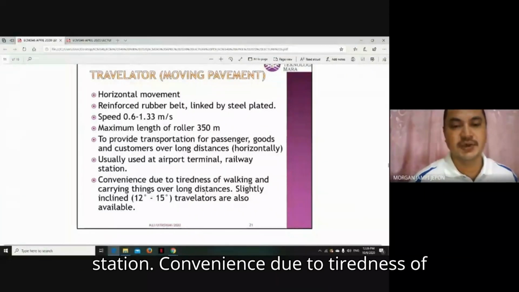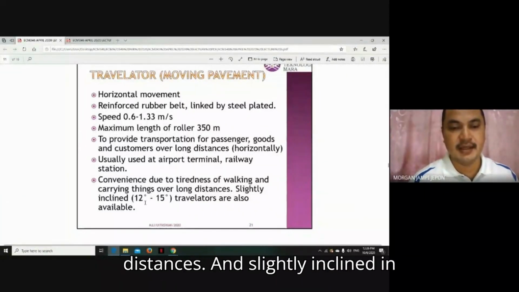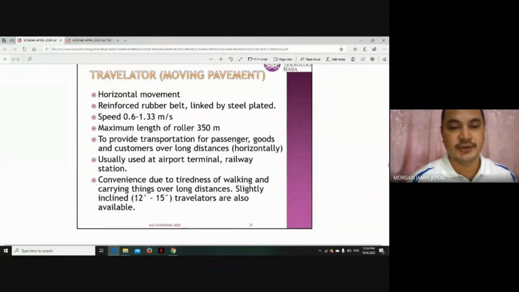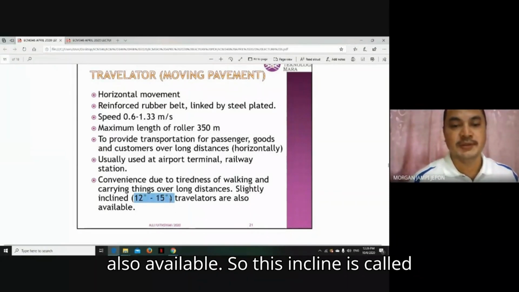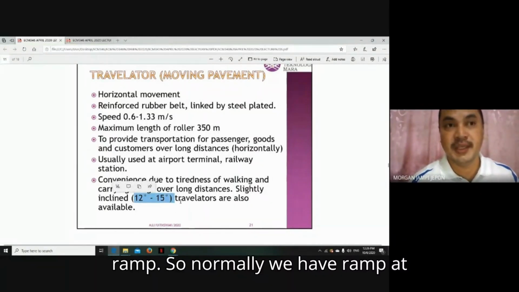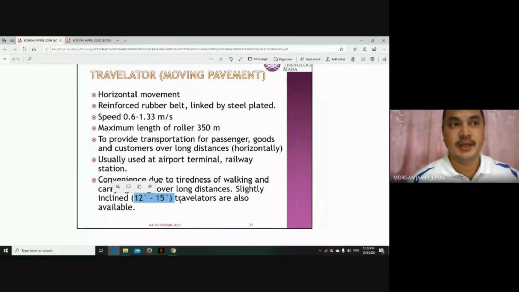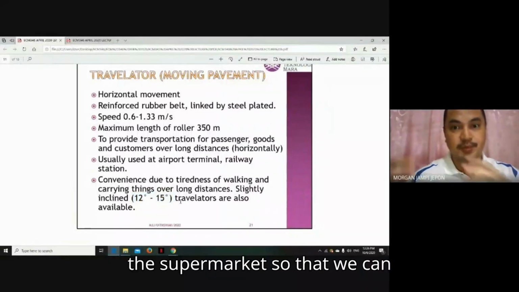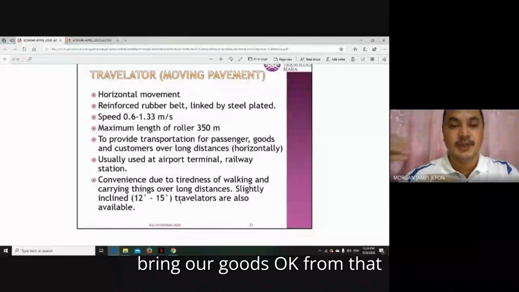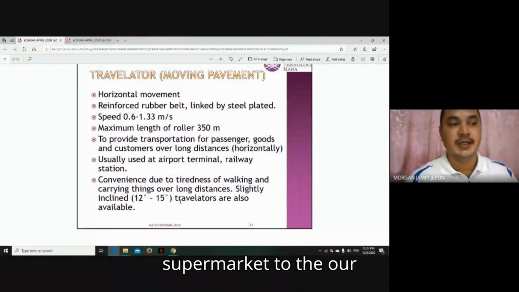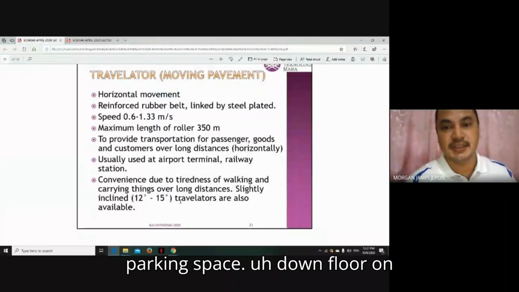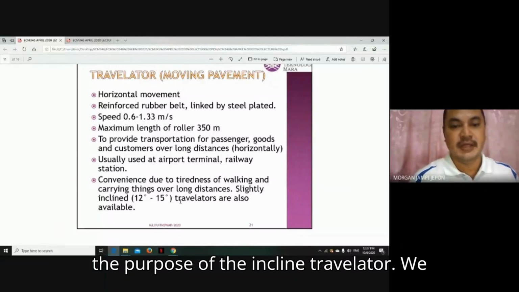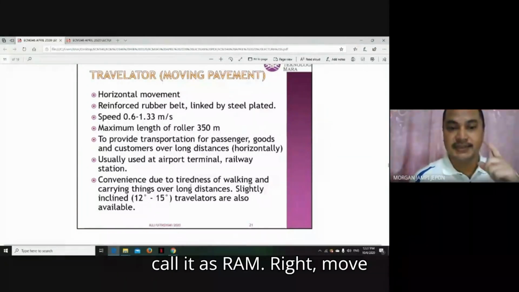It is convenient due to tiredness from walking and carrying things over long distances. A slightly inclined travelator, between 12 and 15 degrees, is also available. This incline is called a ramp. Normally we have ramps at shopping complexes, very close to the supermarket, so that we can bring our goods from the supermarket to our parking space downstairs, on the ground floor for example. So that is the purpose of the inclined travelator. We call it a ramp.